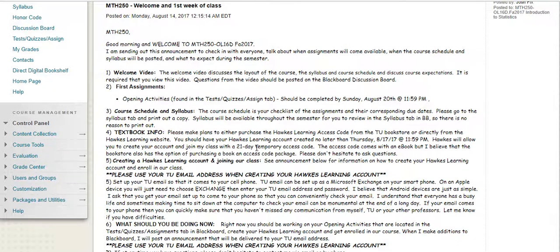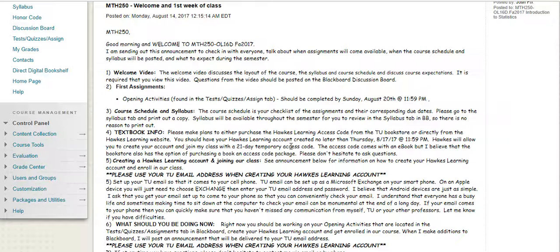So either way, you have 21 days to decide, because Hawk's Learning provides a 21-day temporary access code to allow you to sort through your finances and your decisions. So there's no need to rush into any kind of panic here.